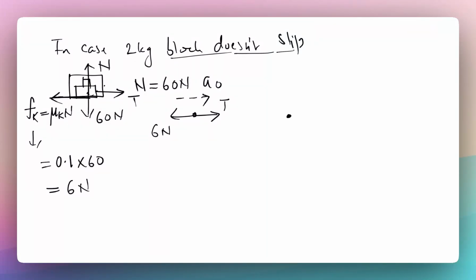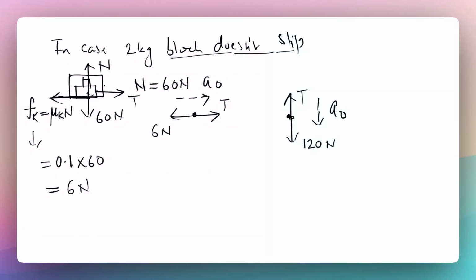Now, in the vertical direction, we have the same tension here, and this mass has a weight of 120 Newton, and it is coming down. And of course, both of them will have the same acceleration. Now, write Newton's second law of motion for this.